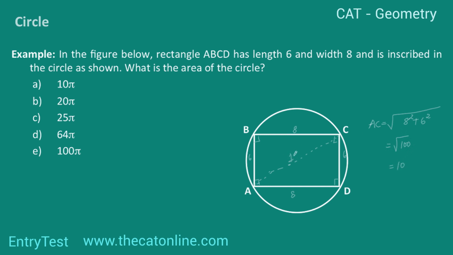So this 10 that we have as a diagonal of this rectangle is acting as the diameter of the circle. So I know that the diameter of the circle is 10. This means that the radius of the circle comes out to be 5. And I have to find out the area of the circle, which is given by pi r square, giving me 25 pi as my answer.